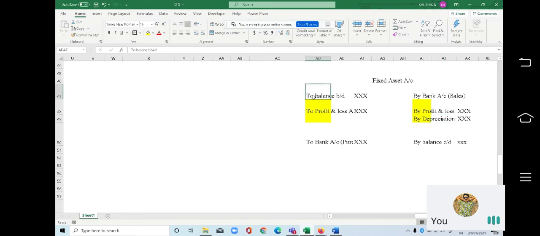This is how your fixed asset account will be. Opening balance over here, closing balance over here, and sale will be on this side. If you are getting a profit on sale, then it will be over here. If you are getting loss on sale, it will be over here. At the same time, if the balancing figure comes on debit, it is purchases. Whereas if the balance comes on the credit, it is depreciation.